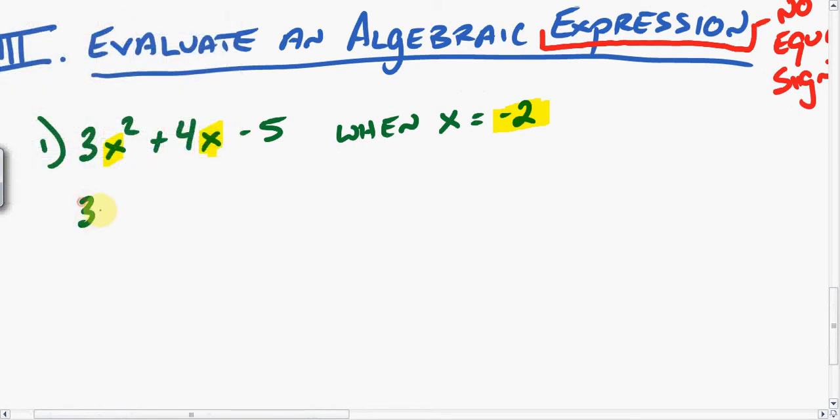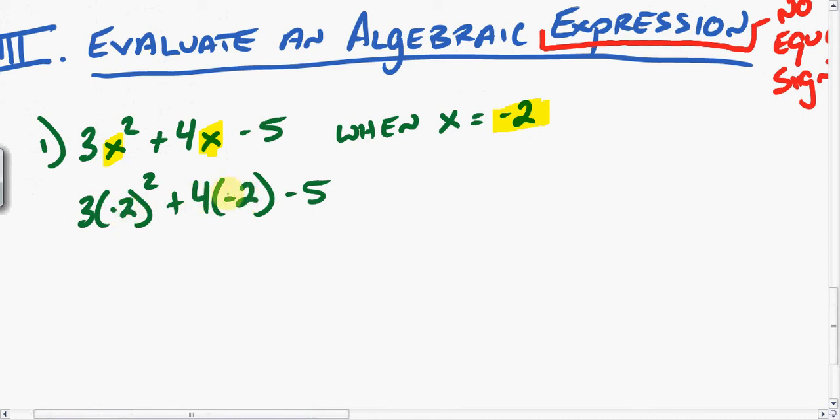So I'm going to say 3, instead of x, I'm going to plug in negative 2 squared plus 4 times negative 2 minus 5. And this looks now exactly like the type of problem we did in the previous part, which was order of operations. You want to go through your order of operations, your PEMDAS. The first thing is parentheses. We see we have parentheses, but are there any operations to do in these parentheses? And the answer is no.